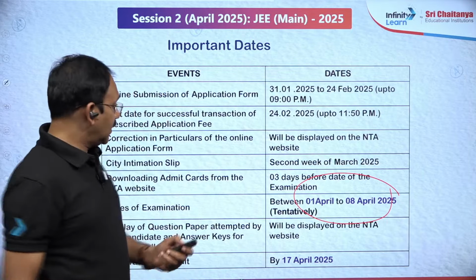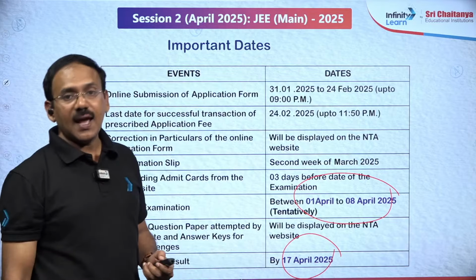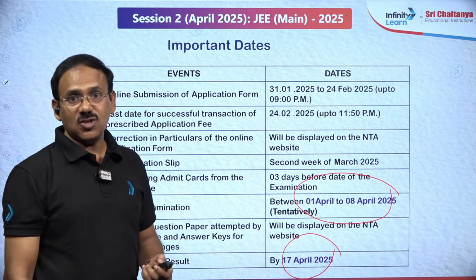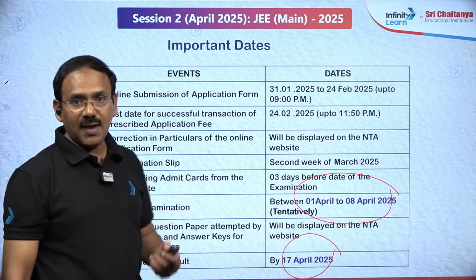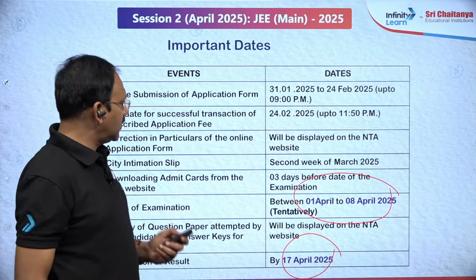Even though these dates are tentative, you see he has given 17th April as the declaration of the result of JEE Main. So these are the important dates, dear students.